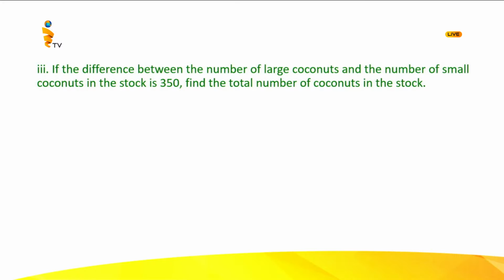Okay. The third part is, if the difference between the number of large coconuts and the number of small coconuts in the stock is 350, find the total number of coconuts in the stock. We know the fraction of large coconuts and the fraction of small coconuts. They tell the difference between the number of coconuts is 350. So, I can write down the relationship like this: 2/5 minus 9/40 is equal to 350. This 9/40 we obtained in the previous question.